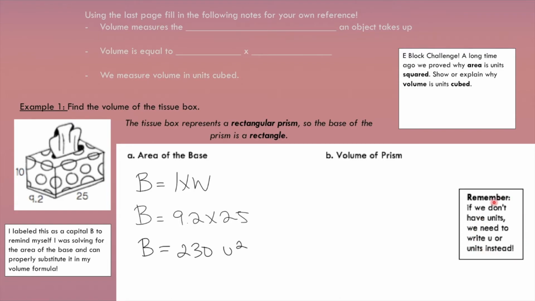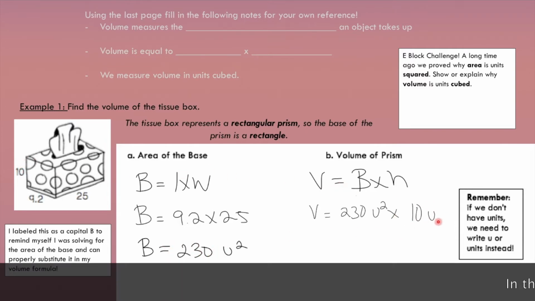So that means for the volume of my prism, I use my formula V for volume equals the area of the base times the height. I'm going to substitute in this 230 units squared times 10 units.